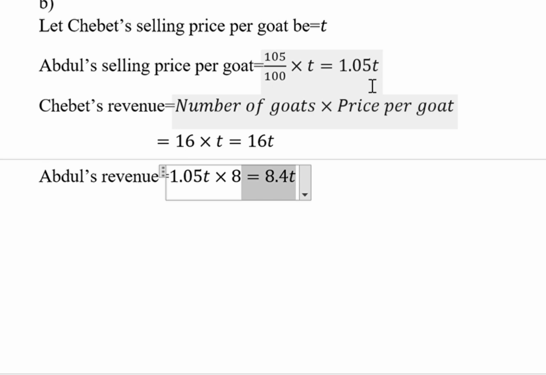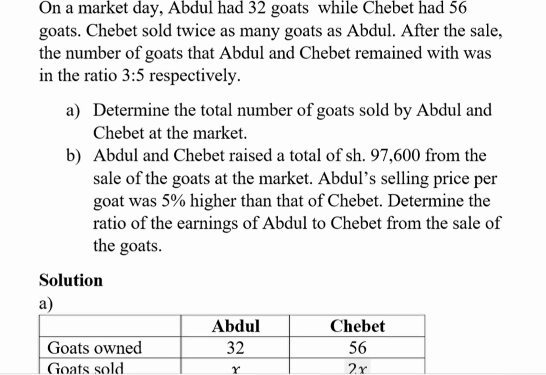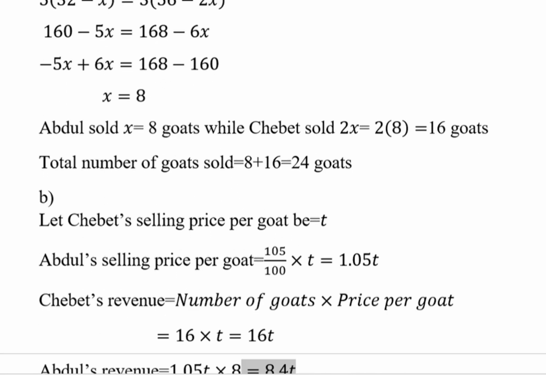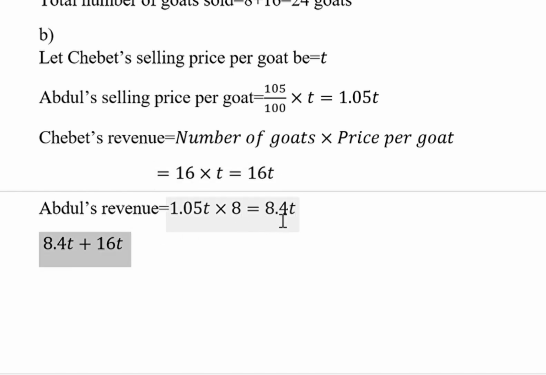So these algebraic expressions, if we sum them up, the one that represents the total revenue from the sale of Abdul's goats plus the one that represents the revenue from the sale of Chebet's goats, it is expected to give us the total collection, which we are told is 97,600. So we shall say 16T plus 8.4T should be equal to 97,600.